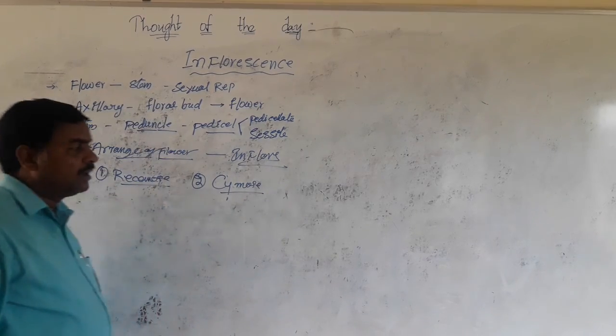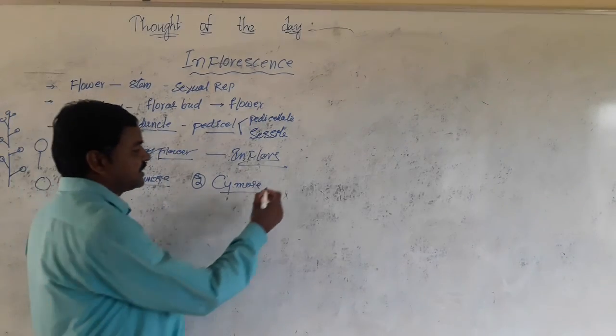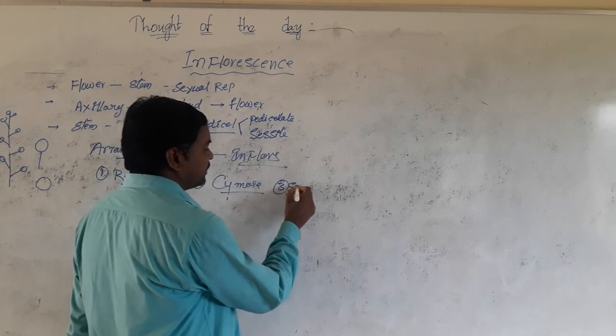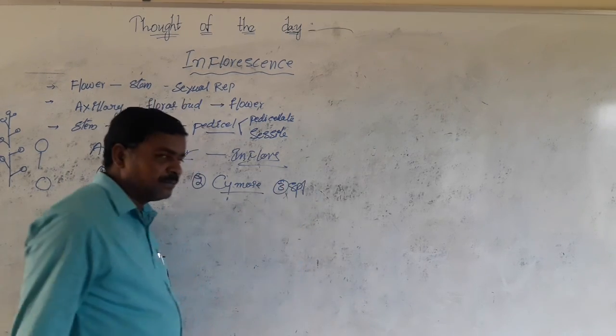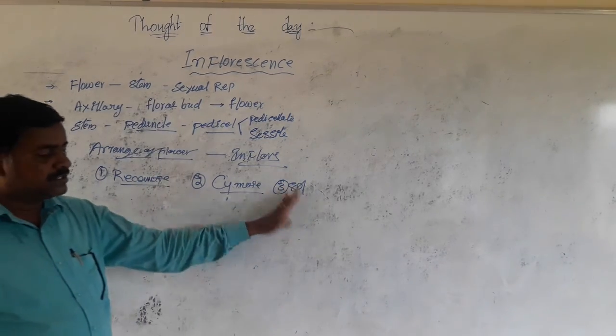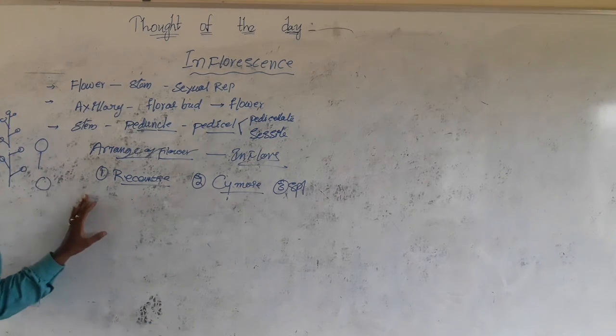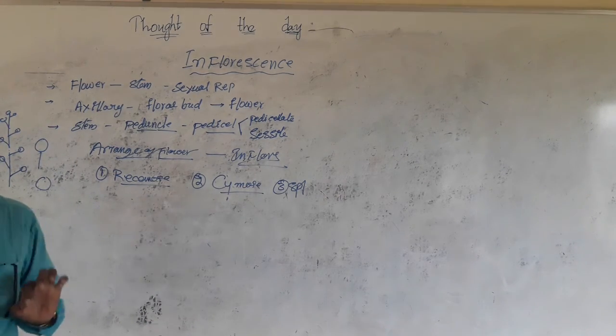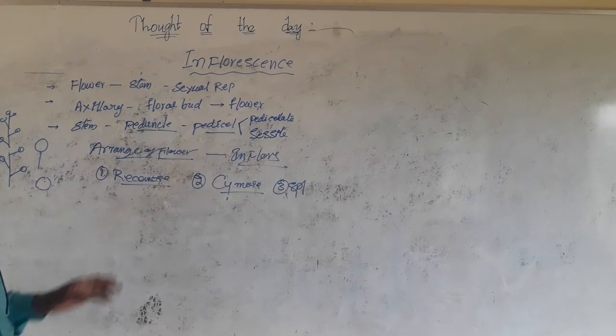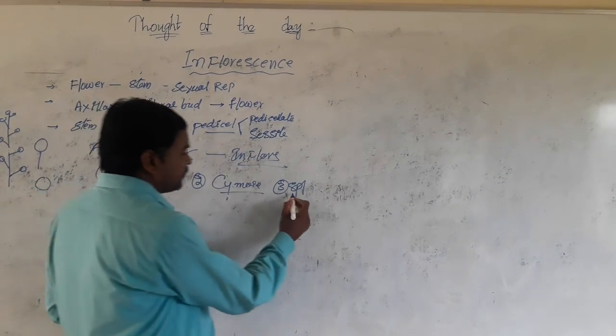Cymose. And the third type is a special inflorescence. Put it aside for now; we will discuss it again later. So there are a total of 3 types of inflorescences based on the arrangement of flowers and the opening of flowers.